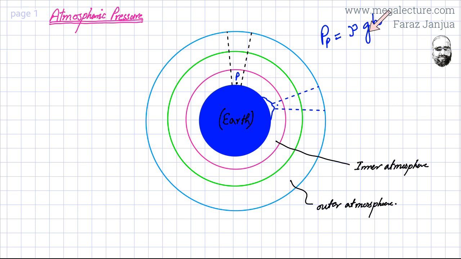g is also a question mark, because as we go away from the surface of Earth, so much distance, like we are going to the extreme end of the atmosphere, the value of g should also not be constant. Height, again, it is an issue, because it will be very difficult to find the exact height of the atmosphere. It is difficult to measure the height of atmosphere. So this formula is exactly 100% right, that pressure equals rho g h. If we know rho and g and h, we can find pressure exerted by gas.